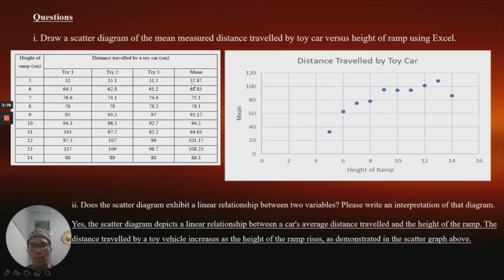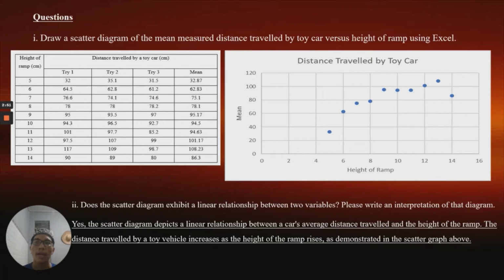For the mean, as we can see here, the mean we get from the total of 3 trials divided by 3. So for the first one we get 2.87 when the height of the ramp is 5. Next, as you can see, 62.3 for the height of ramp 6. For the next one, height of ramp 7, the mean is 75.1. Next, for the ramp 8 cm, the mean is 78.1.